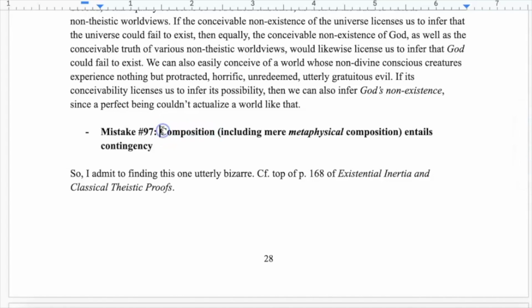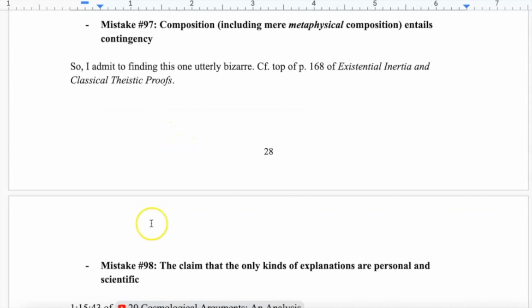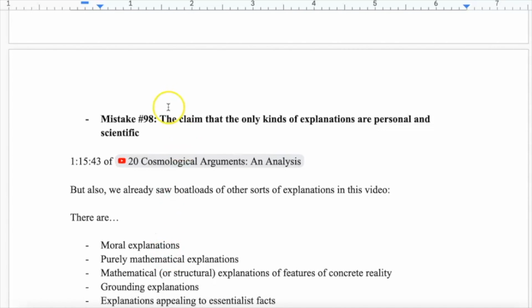Or they think that if something is composite, well then it could sort of decompose into its parts. Why? Why think that? The number 2 can't decompose into its parts of being even and being the successor of one. And if God has distinct properties, it's not as though God could decompose. What? No. So it's just not at all plausible in my view to say that composition entails contingency for the reasons just canvassed. On to mistake number 98, which is the claim that the only kinds of explanations are personal explanations and scientific explanations.